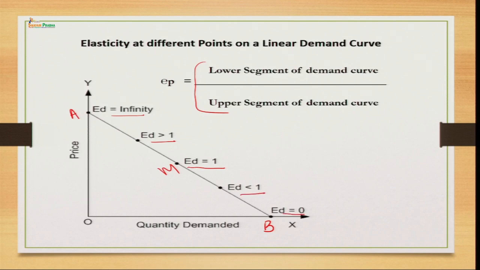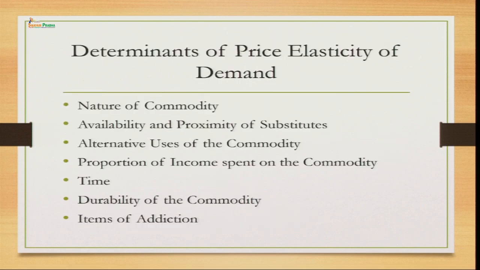So, here in this formula, what we use is the lower segment of the demand curve upon the upper segment of the demand curve. Here we can also write it like we have denoted it. The lower segment will be MB and the upper segment will be AM. So, this is how we would be able to represent the different degrees of price elasticity on the linear demand curve, right? Now, we have determinants of price elasticity of demand.